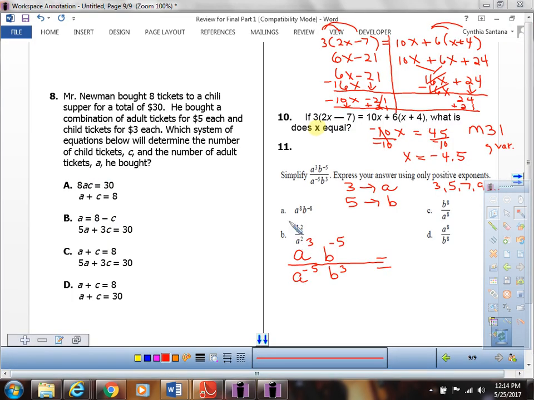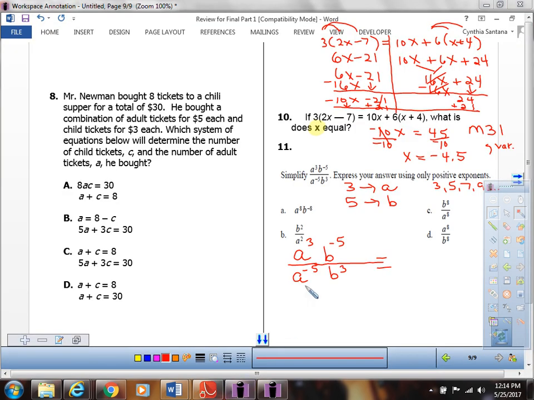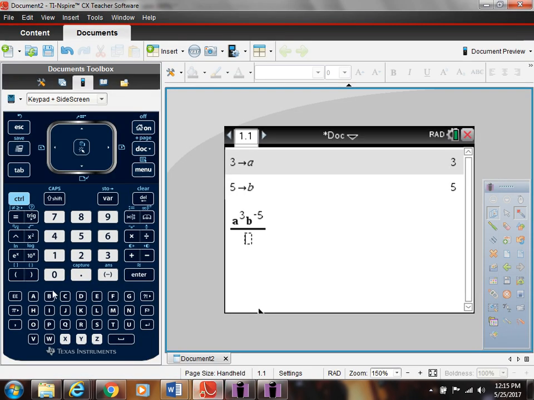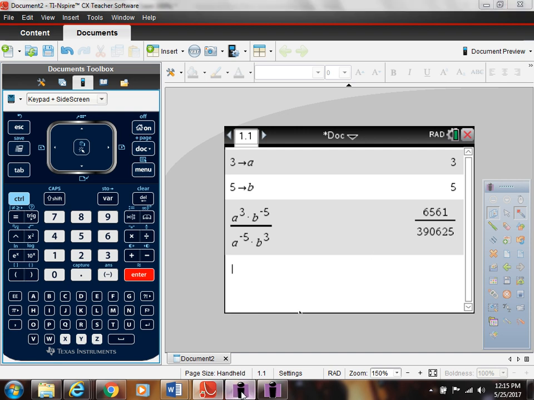So the problem was this one right here, A to the 3rd, B to the negative 5. First of all, set up your fraction. It's a fraction, so put A to the 3rd, and then B to the negative 5. And then on the bottom, it's A to the negative 5, B to the 3rd. Press enter and it'll give you this value. This is the value you want to look for in your answer choices. So 6561, you would want to write that down.